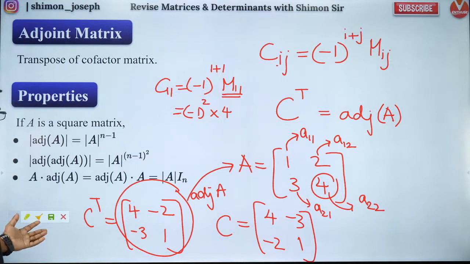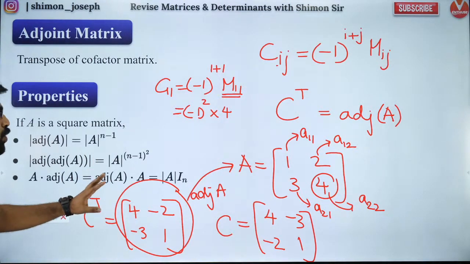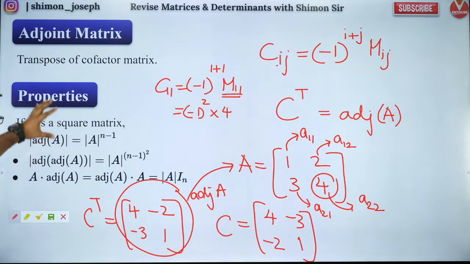Fantastic. So that's about it, my dear students. This is all you need to know about adjoint. And the properties, I will explain it. I hope you're all clear.